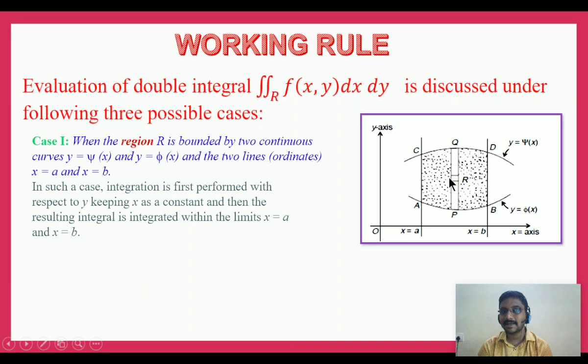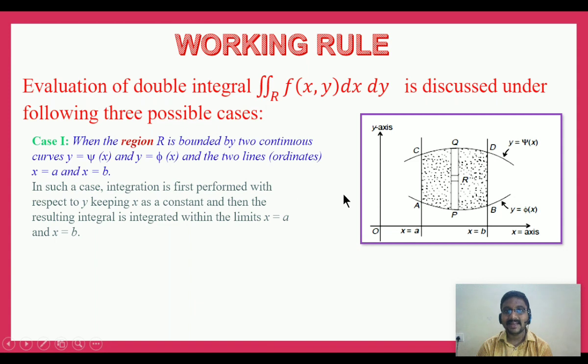In this dotted region, we have to take a strip. PQ is the strip, which is drawn parallel to the y axis. Here the lower part of the strip touches the curve y equal to phi of x and the upper part of the strip touches the curve y equal to psi of x. So these are the limits related to y, a lower limit and an upper limit. Thus y limits are obtained.